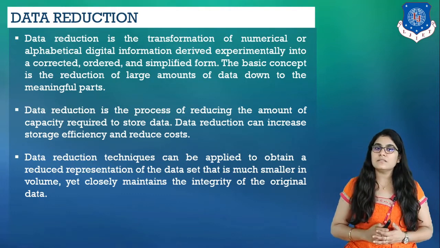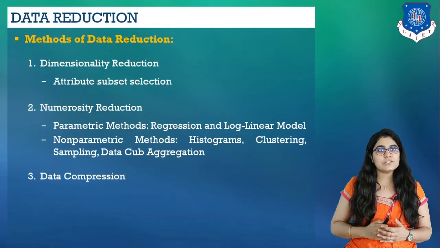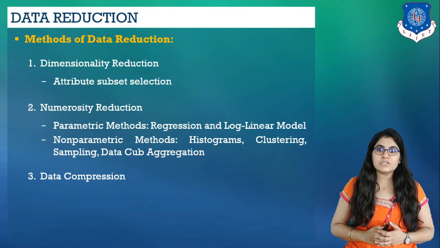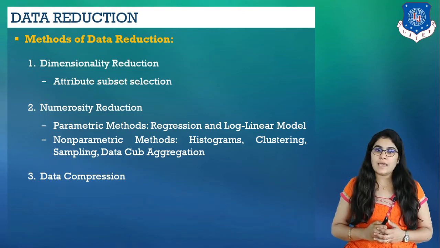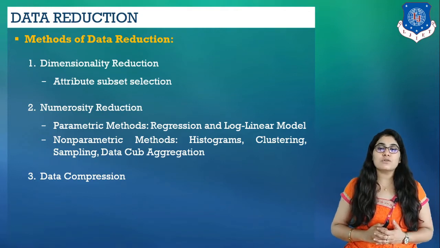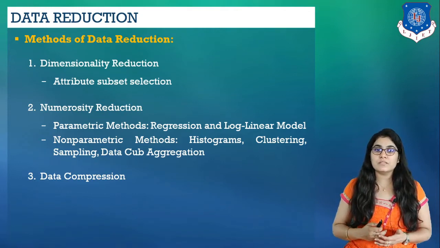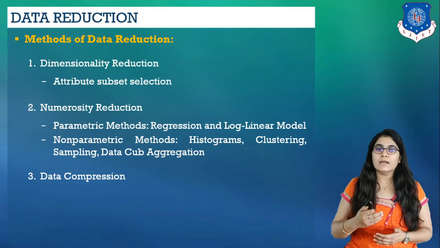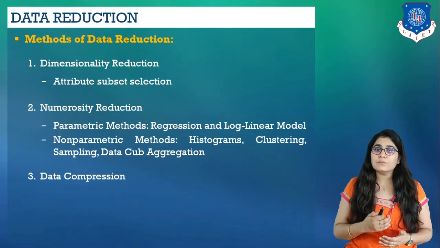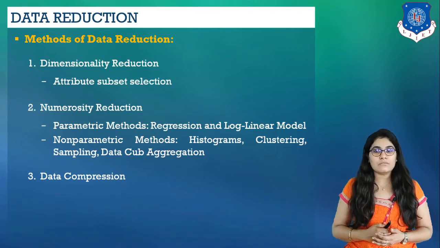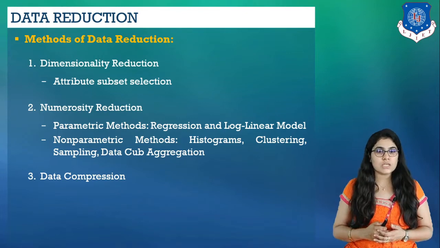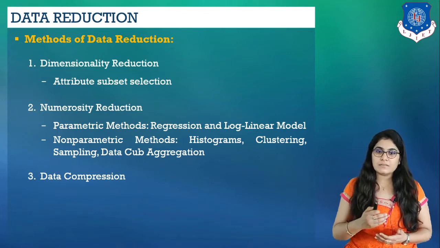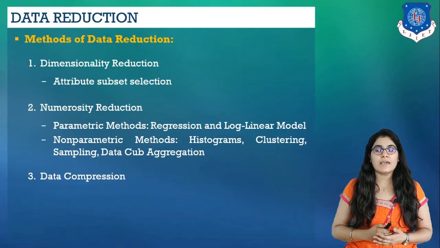Now let's have a look at the reduction strategies. Data reduction strategies include dimensionality reduction, numerosity reduction, and data compression. Dimensionality reduction is the process of reducing the number of random variables or attributes under consideration. Attribute subset selection is a method of dimensionality reduction in which irrelevant, weakly relevant, or redundant attributes or dimensions are detected as well as removed.